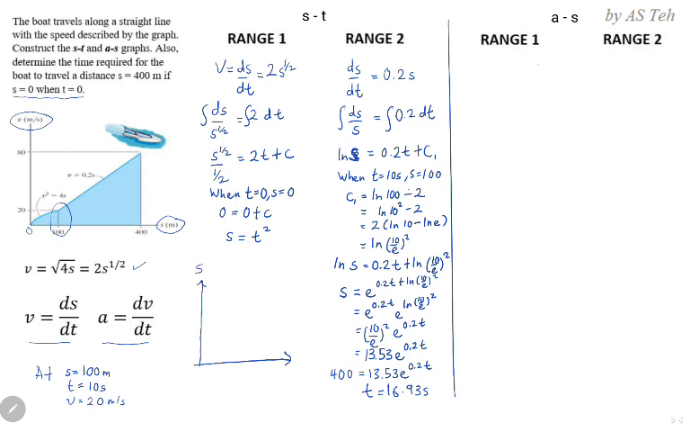So s versus time. From 0 to 10 seconds, we are going to get a relation where s equals t squared. While from 10 seconds to 16.93 seconds, we're going to get it in this form where it's exponential. So s equals 13.53 e to the power of 0.2 t. So we've established the displacement versus time graph.